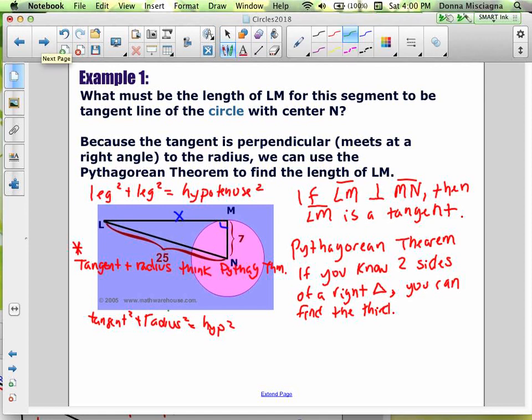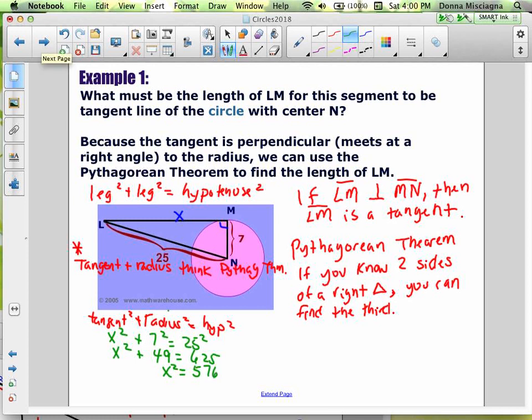So the tangent is x. The radius, that's MN, that's 7. And this hypotenuse goes from the center of the circle to the tangent. That was LM, and that's 25 squared. 7 squared is 49. 25 squared is 625. If we subtract, x squared is 576.